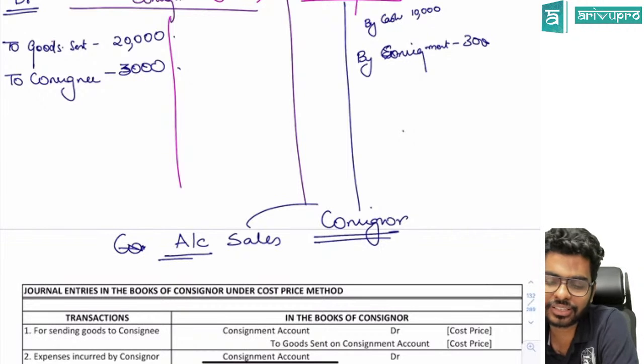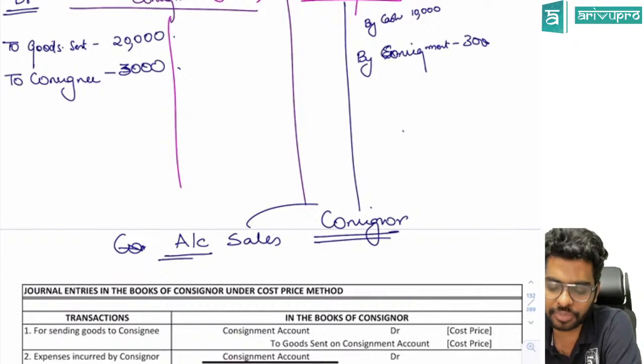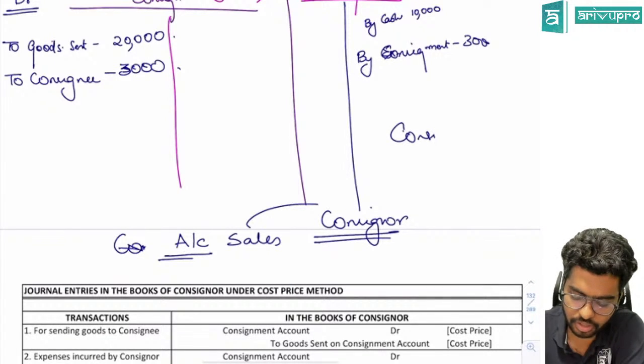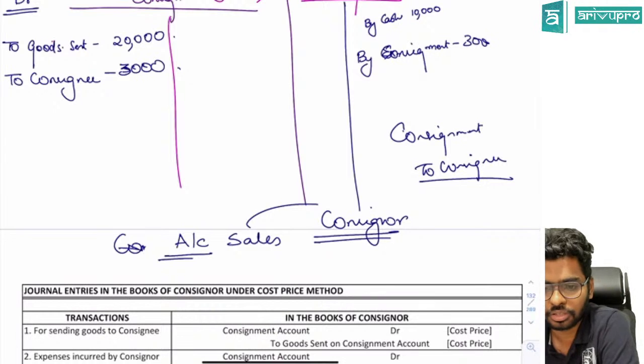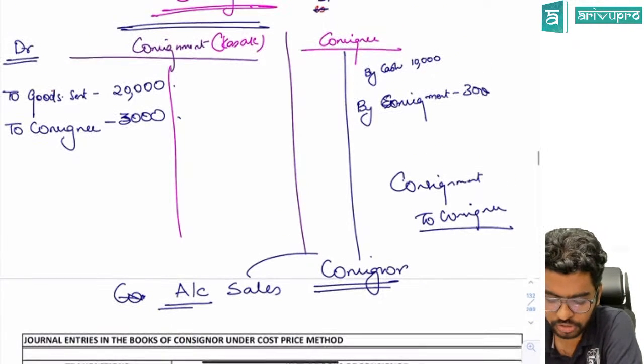Sir, expenses incurred by the consignee, the consigner has to pay, so it's a liability. Consignee has to be credited. The expenses are incurred for the purpose of consignment. So the journal entry is consignment account debited to consignee account. That only I posted in the ledger.